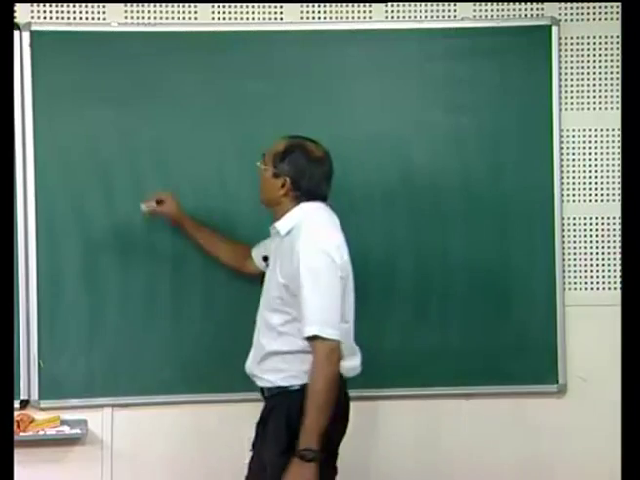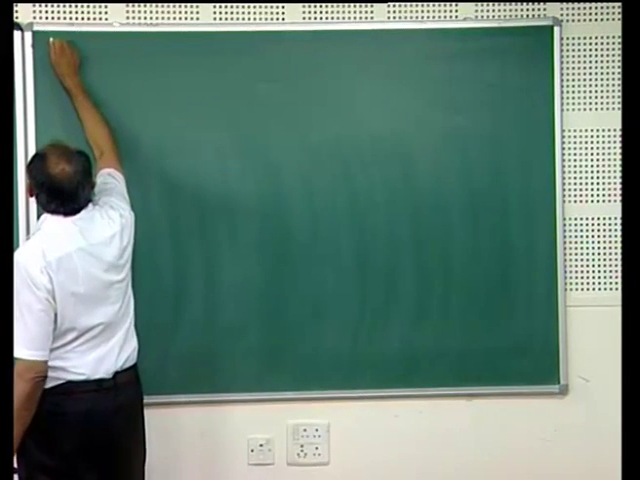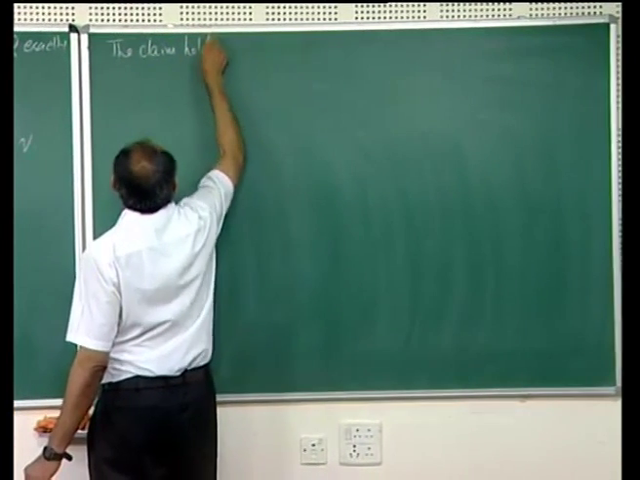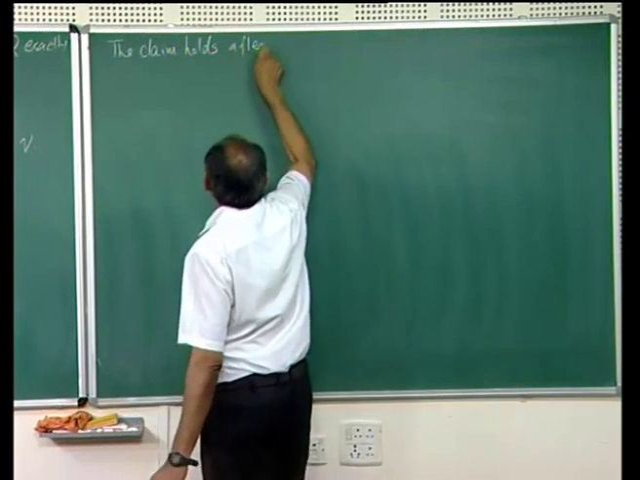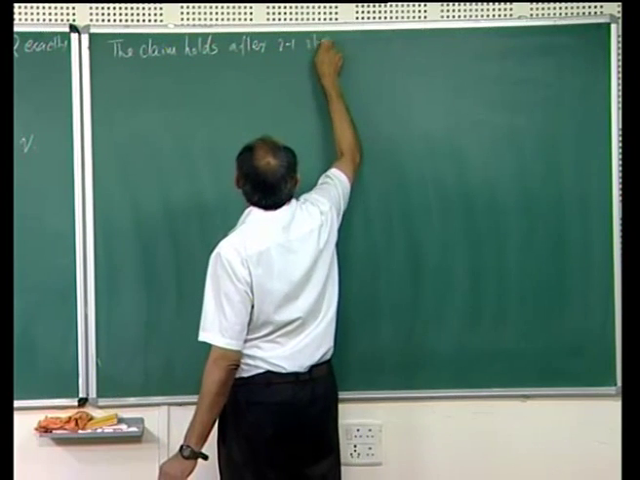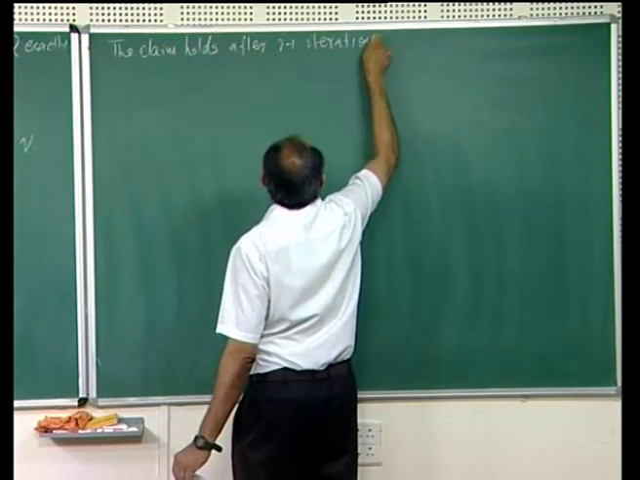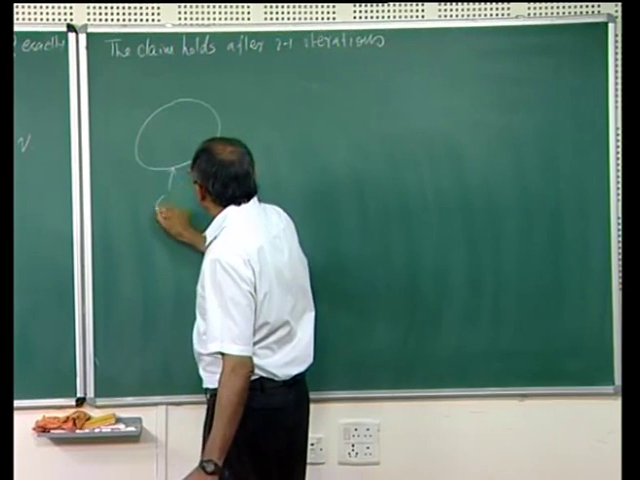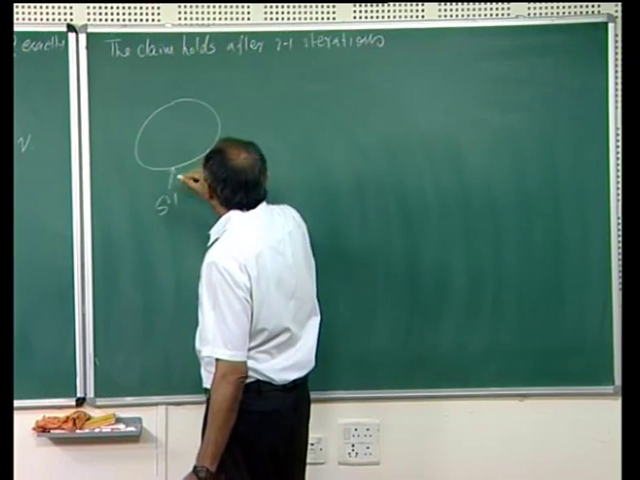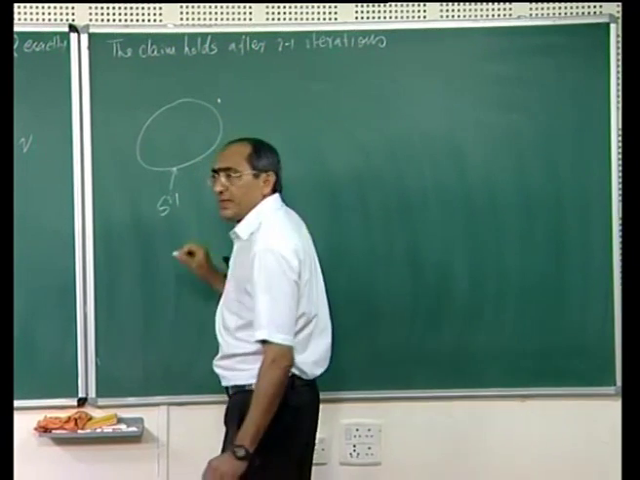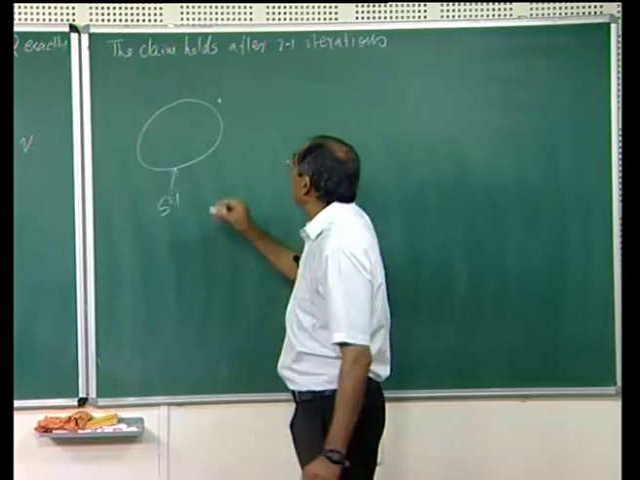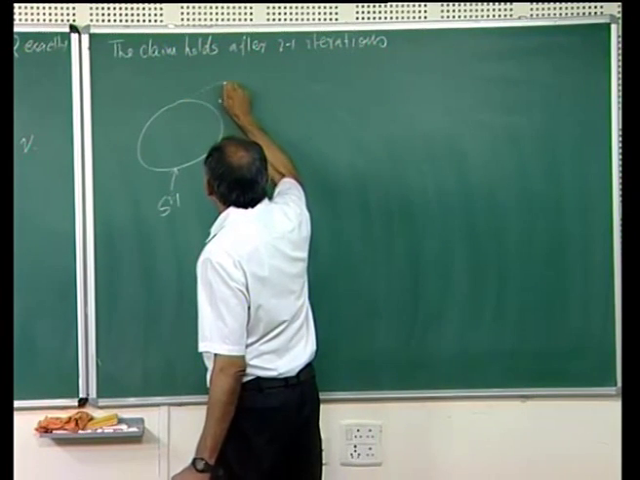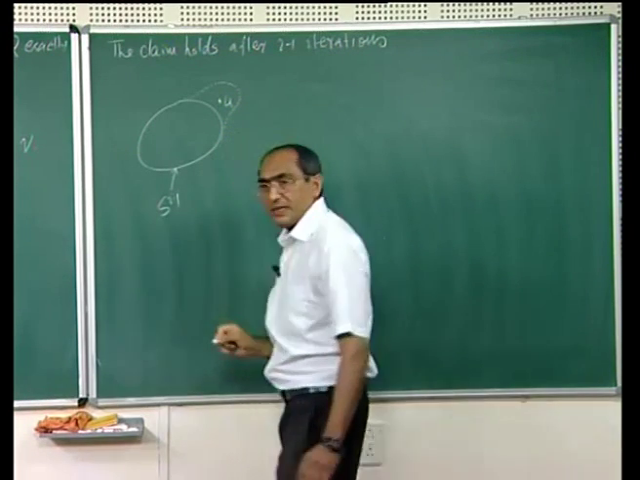So, our induction hypothesis is that the claim holds after i minus 1 iterations. Let us take a picture. This is S_{i-1}. Let us say the vertex that we select at the start of the ith iteration is u. So, after one iteration this will be our S_i.